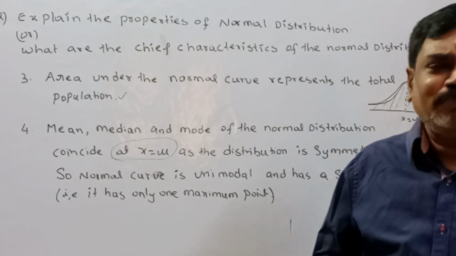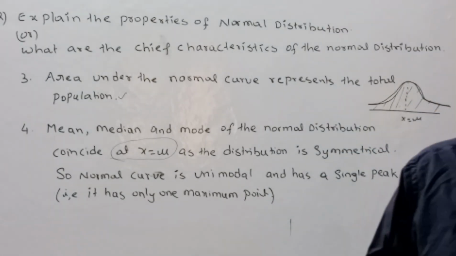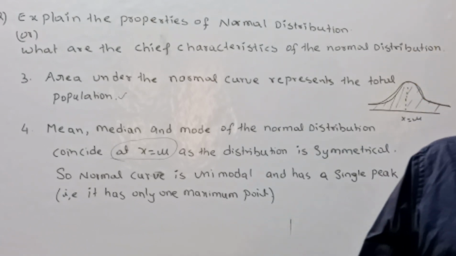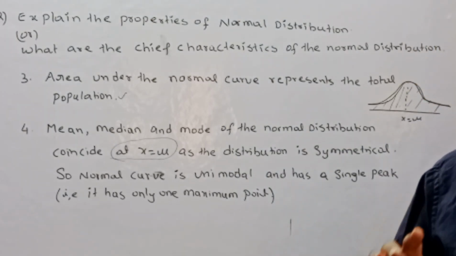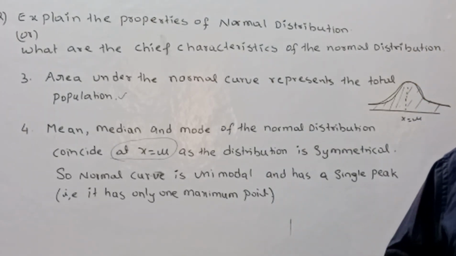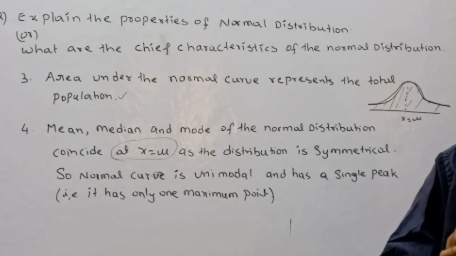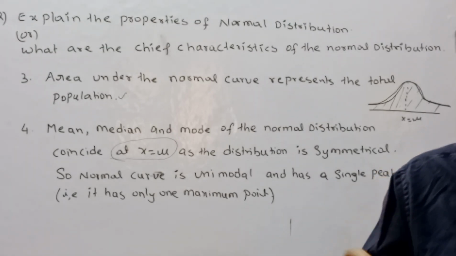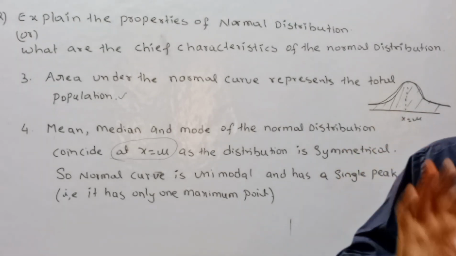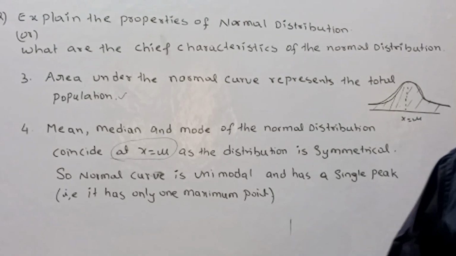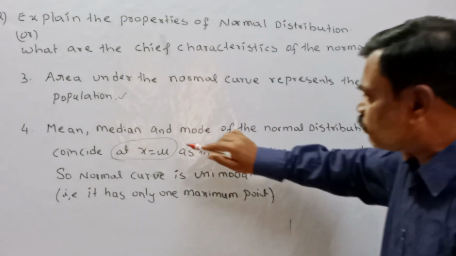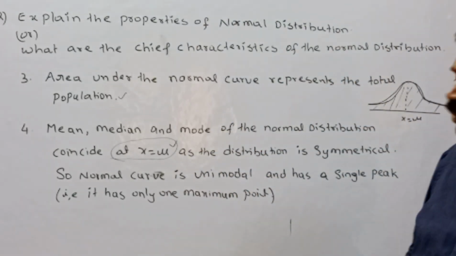As we completed, the mean of the normal distribution, median of the normal distribution, and mode of the normal distribution are all x is equal to mu. Okay, we obtain x is equal to mu. The mean of the normal distribution is mu, the median is mu, and the mode is also mu. So we say mean, median and mode of the normal distribution coincide at x equal to mu.